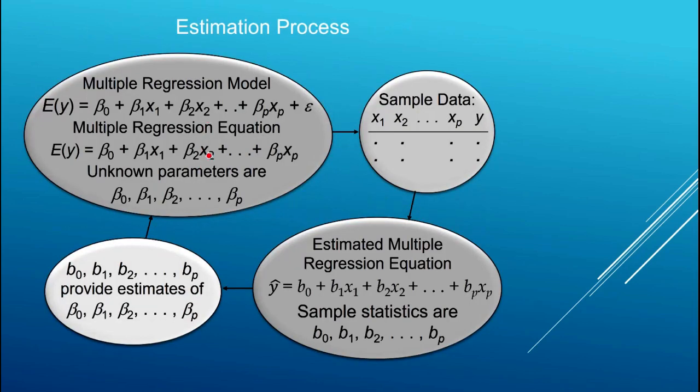Okay, so a schematic of what's going on here. We've got the multiple regression model. There's some true population relationship between this host of x variables, x1 to xp, and this variable y that we're interested in explaining. But we don't know what it is. So we're going to collect sample data. Hopefully we'll have a large sample.